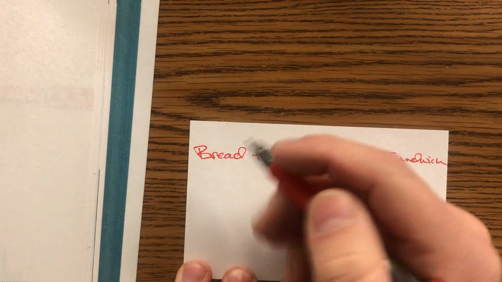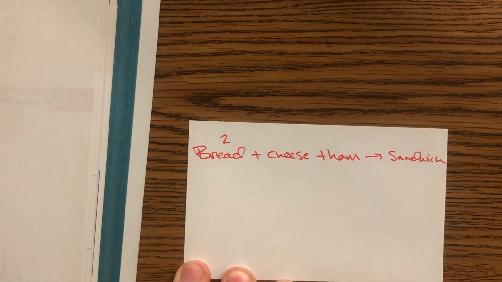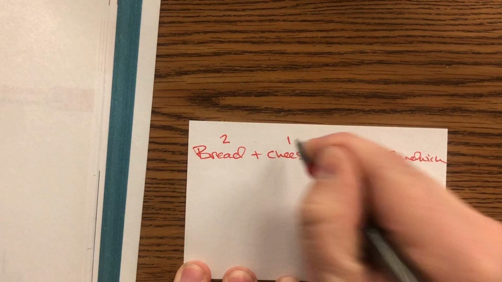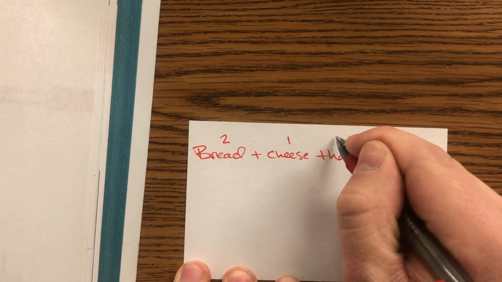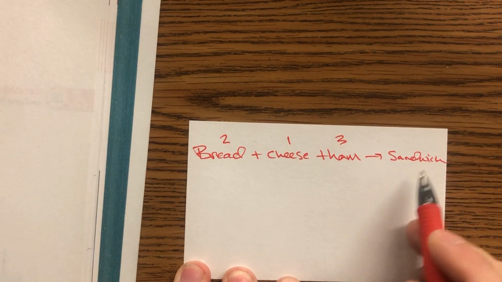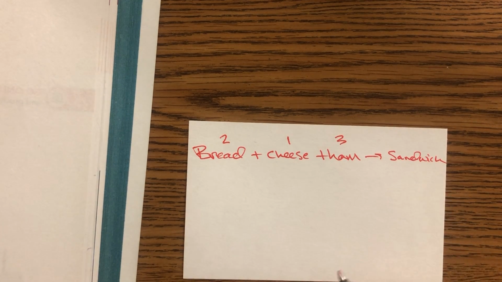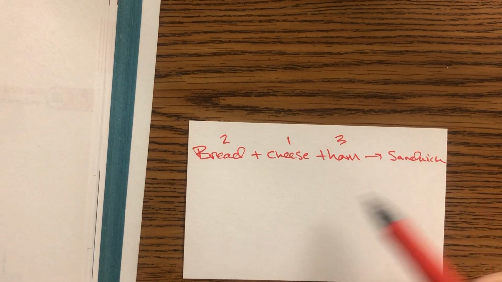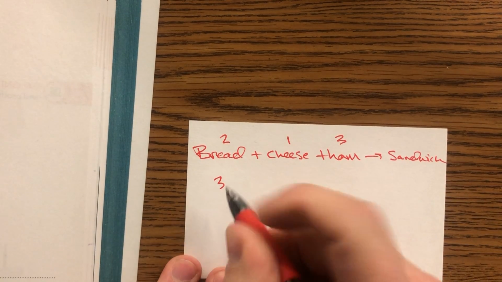To equal a sandwich, we generally need how many pieces of bread? 2, right? We'll have 1 cheese, we'll have 3 pieces of ham, and that makes a sandwich. Now, what if I had only 1 piece of bread? Could I make that sandwich? No, you couldn't. Now, what if you had 3 pieces of bread?